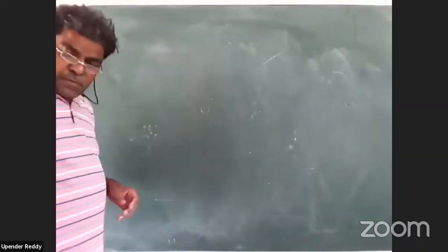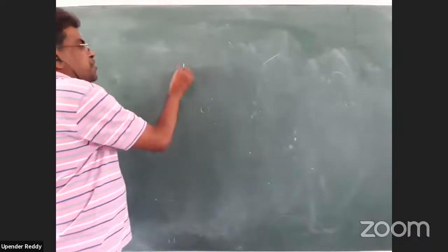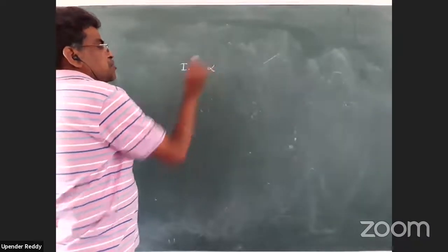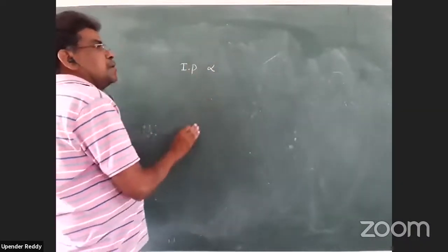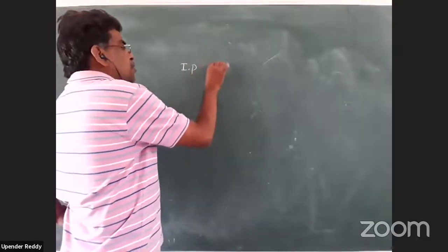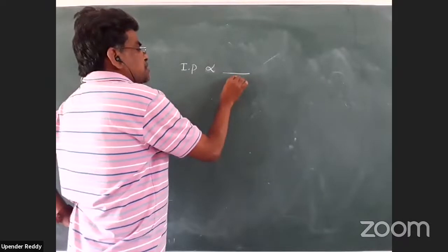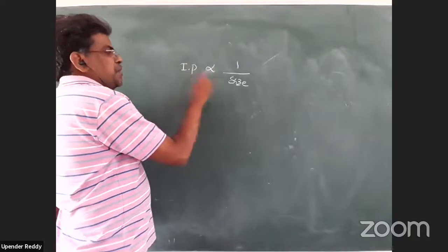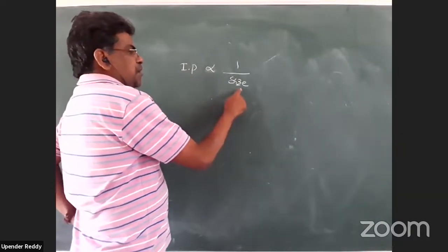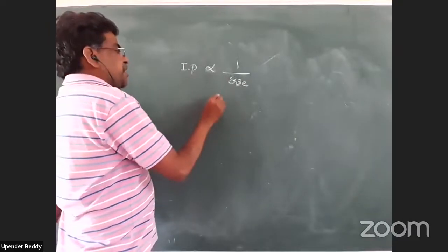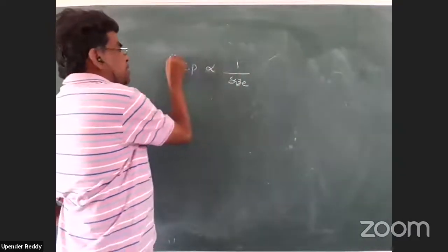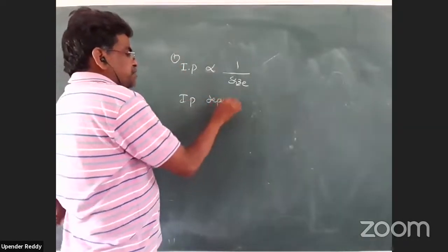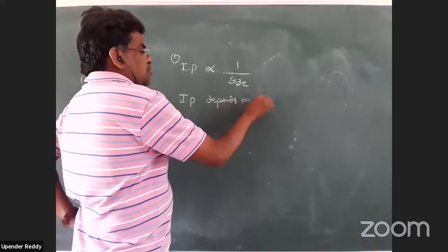So here, all of you know very well, I am discussing ionization potential. Ionization potential is more whenever the size is less, that is, inversely proportional to the size. That is, the ionization potential of an element is inversely proportional to size or radius. At the same time, it also depends on the electronic configuration. That is point number 1.